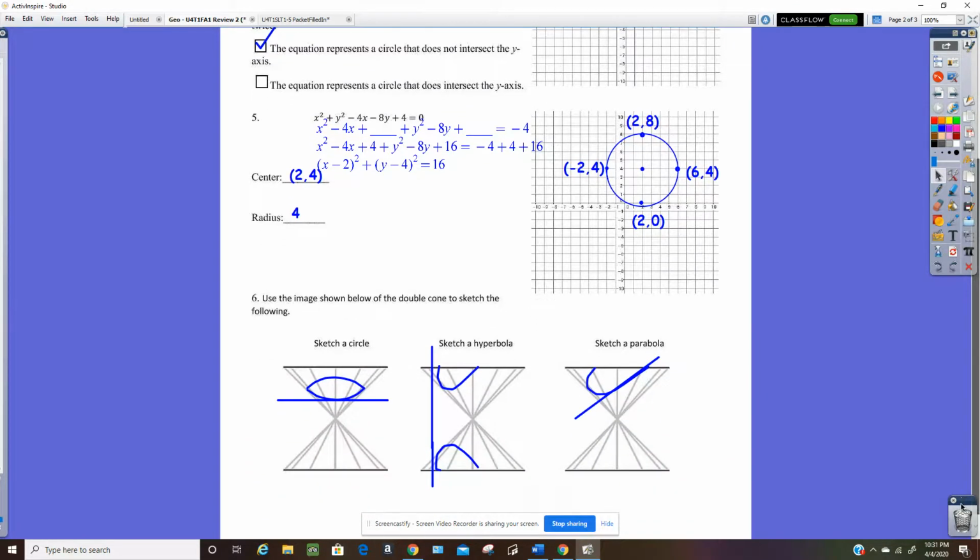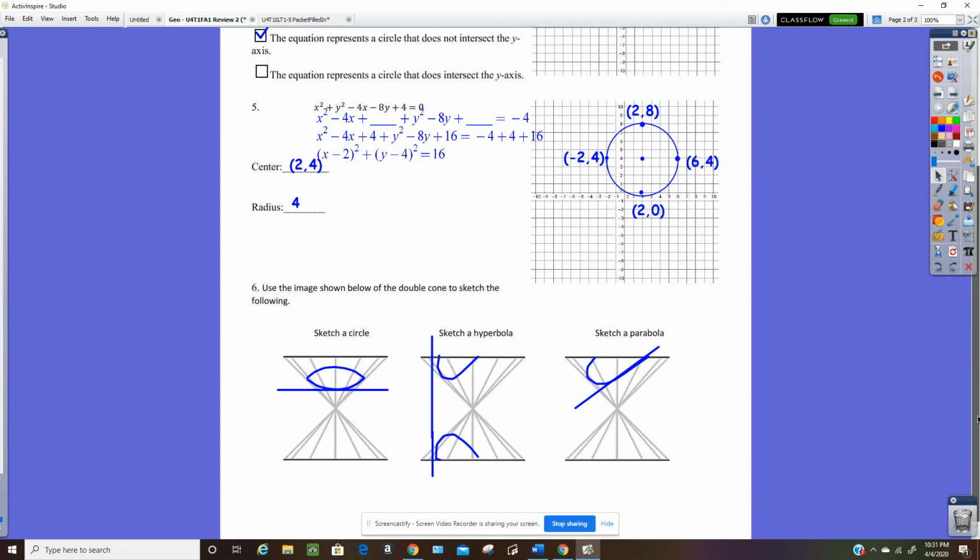And then the last one is sketch a circle using a plane cross section. Hyperbola cross section would be through both of those. Parabola at an angle through one of the cones there.